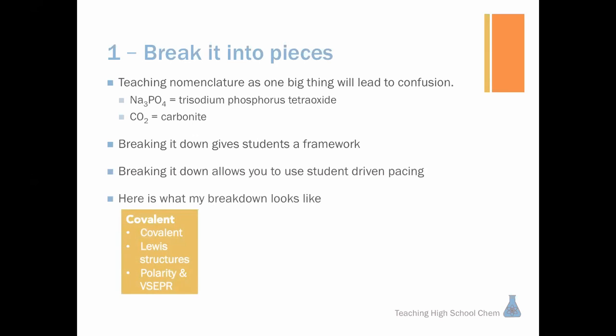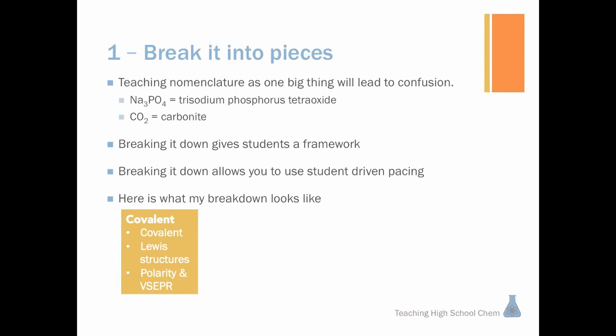So I start with covalent, and I start with covalent because it's the easiest. You just have the first nonmetal, the second nonmetal ending in IDE, and you add prefixes. It's really simple. And then by adding Lewis structures, polarity, and VSEPR, I just give them more time to practice the covalent nomenclature. As we're doing Lewis structures, as we're doing polarity, as we're doing VSEPR, they're getting more and more comfortable with all of that. And I just make them practice the nomenclature as we go along.